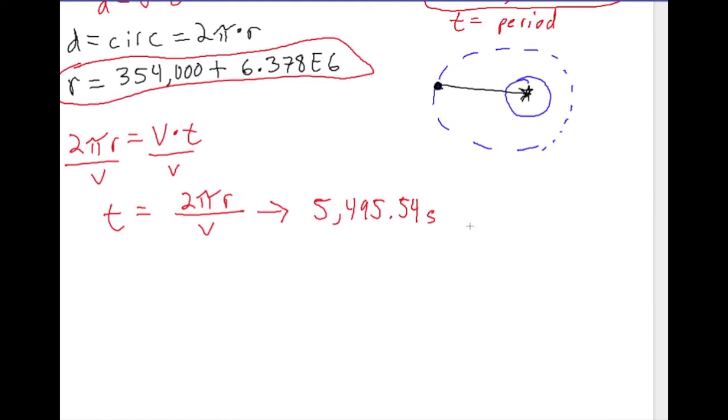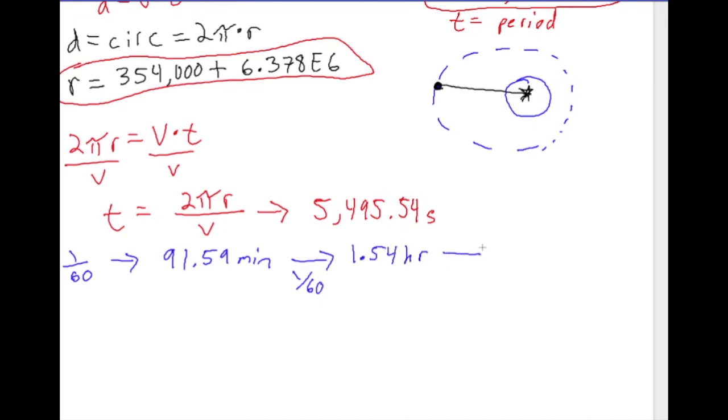So if I want to convert this into minutes, I'm going to have to divide by 60. So divide by 60, I find out that 5,495.54 seconds is really just 91.59 minutes. Convert this into hours now. Well, divide by 60 again. There's 60 minutes in an hour. That gives me 1.54 hours.